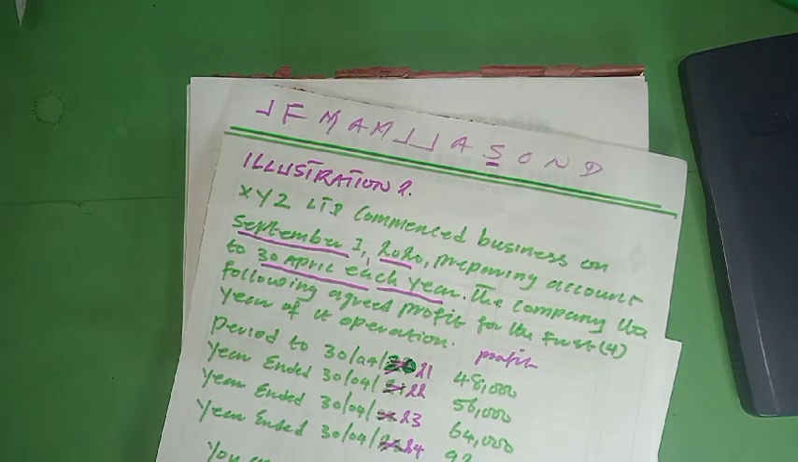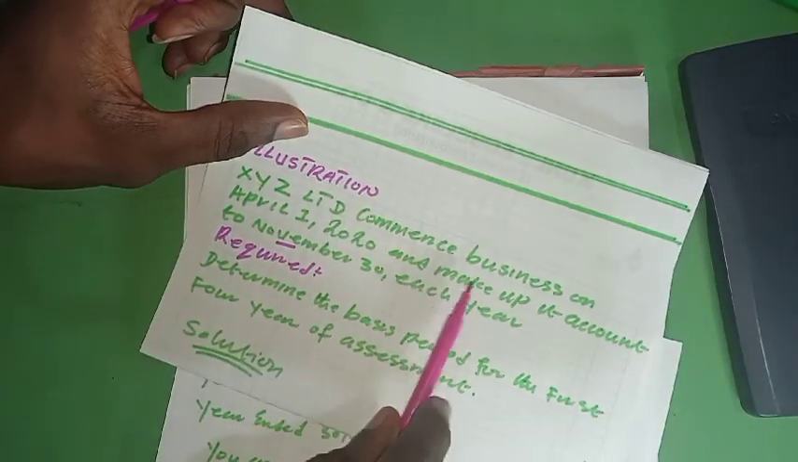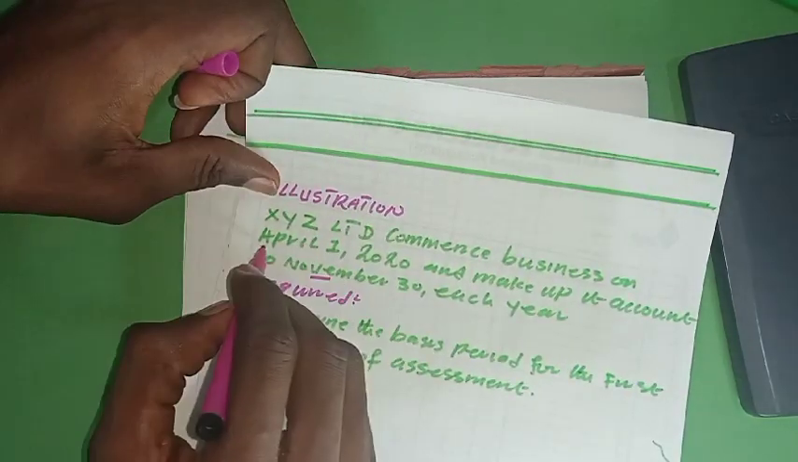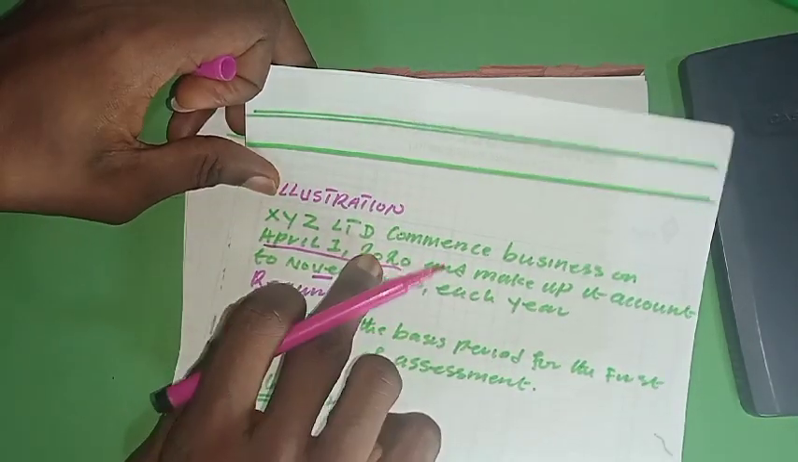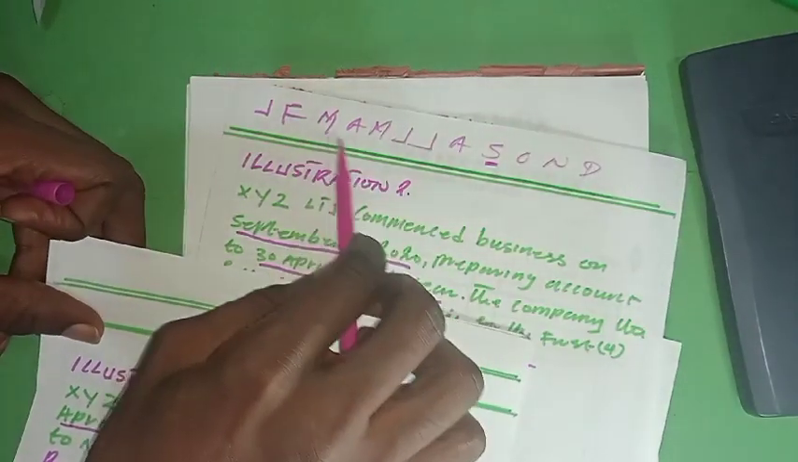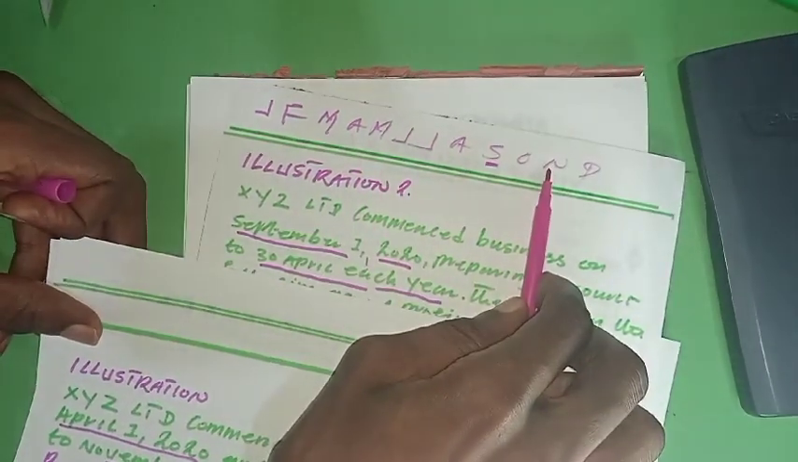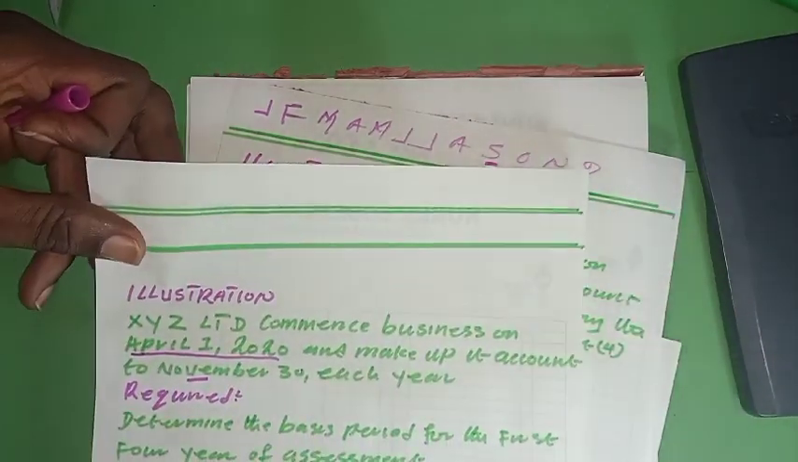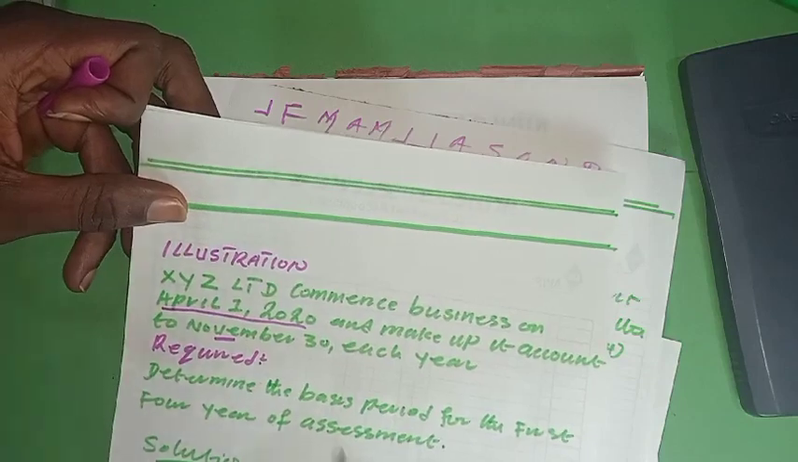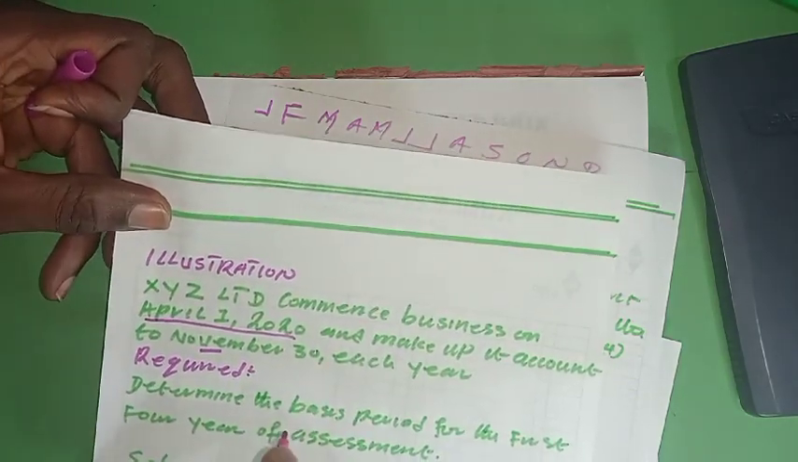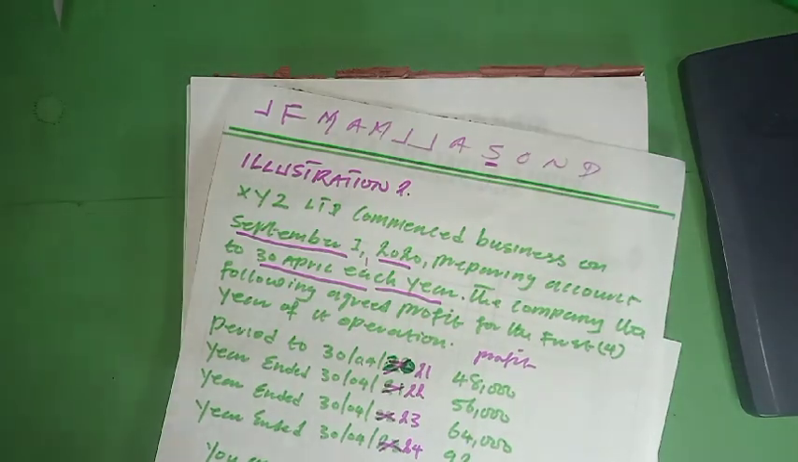The account there is this. Commenced April 2020, that's when he commenced, and makes up its account to November. From April, you can easily get November. It's within the same year. But some questions will categorically tell you the year at which it occurred. Now let's move.